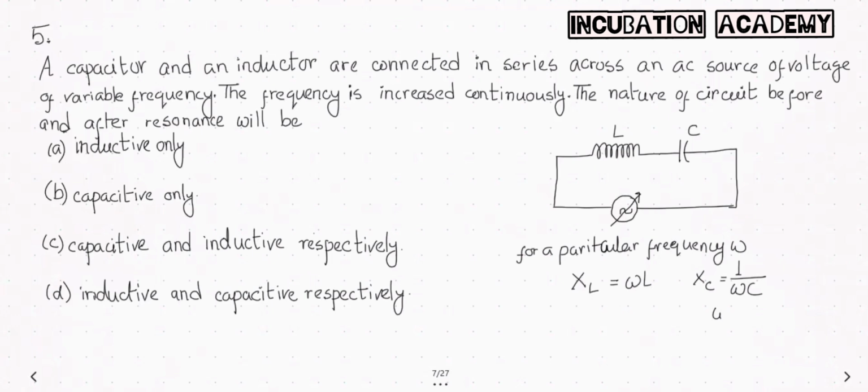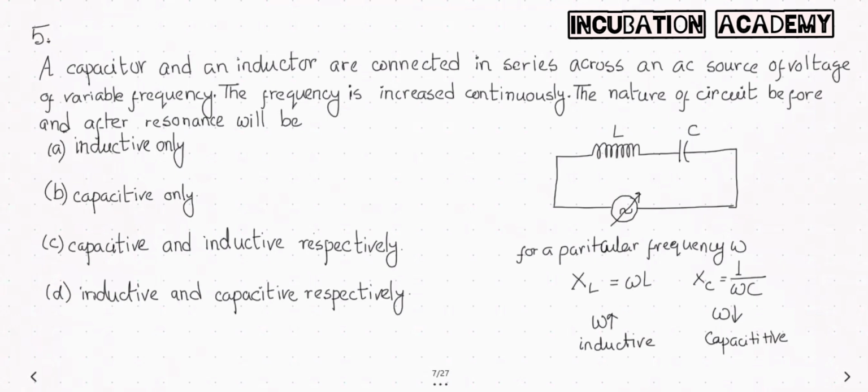So we can say when omega is very less, then the circuit is capacitive, because at that time Xc is dominating. When omega is more, then the circuit will be the inductive one. Then the inductance is dominating.